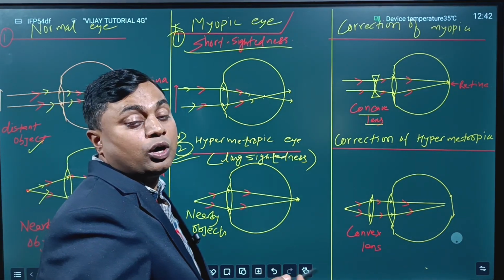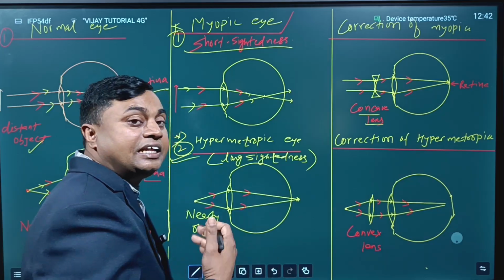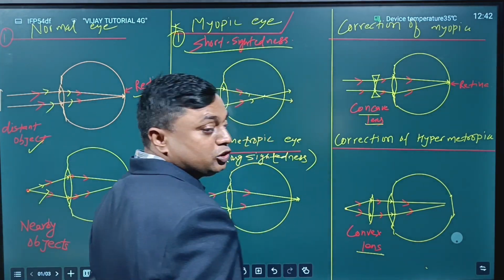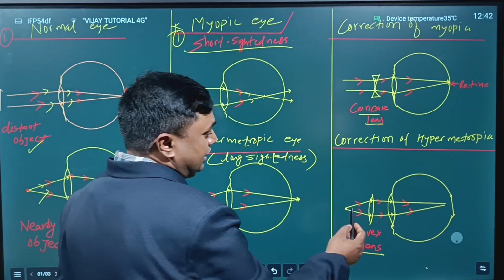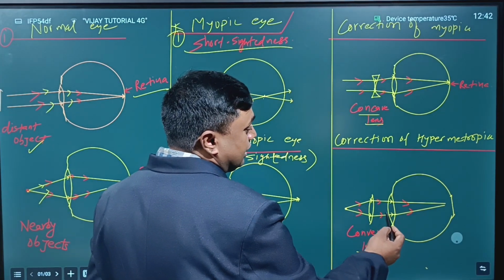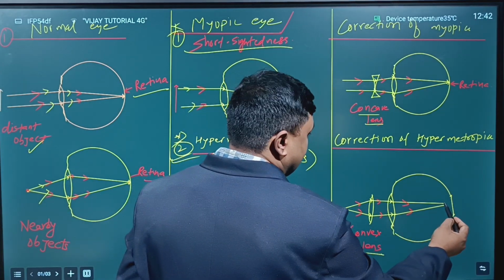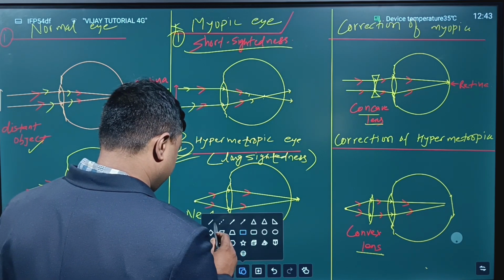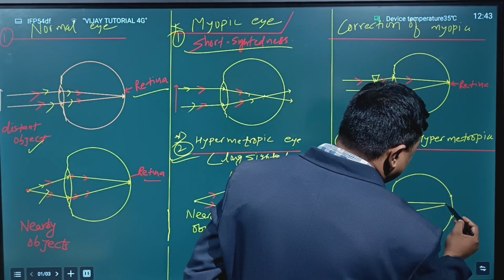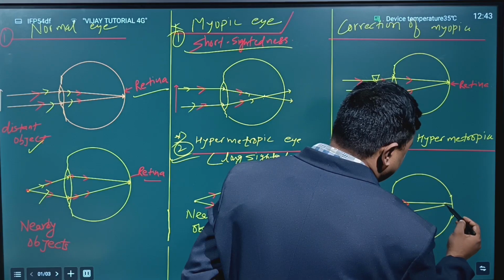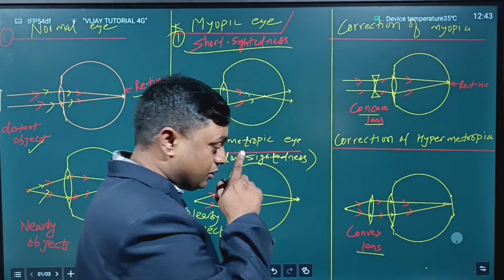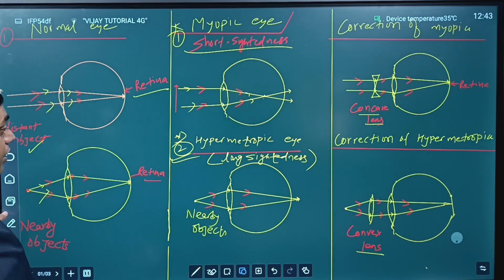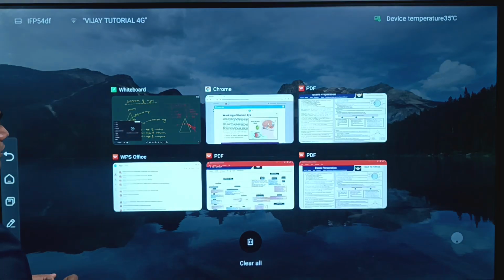Because the focal length of the eyeball increases. To correct this, we have to use a convex lens of suitable focal length. You can see the light rays will first converge through the lens, then they will exactly meet at the retina. This light ray and this light ray are meeting exactly at the retina. In this way hypermetropia can be corrected or rectified. Yes or no?